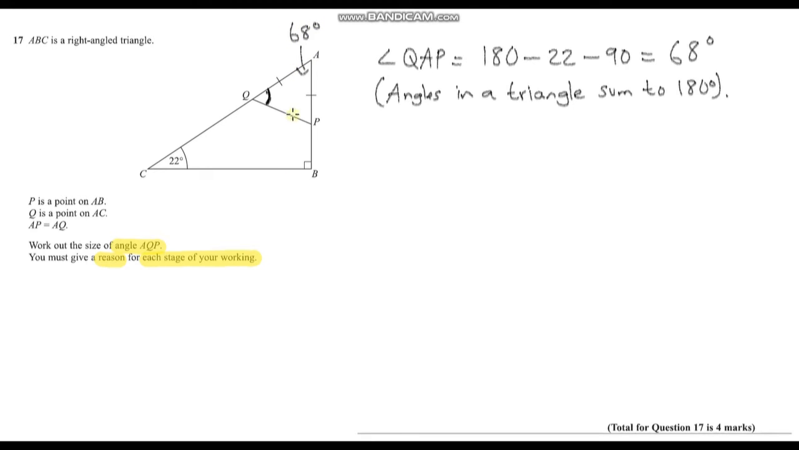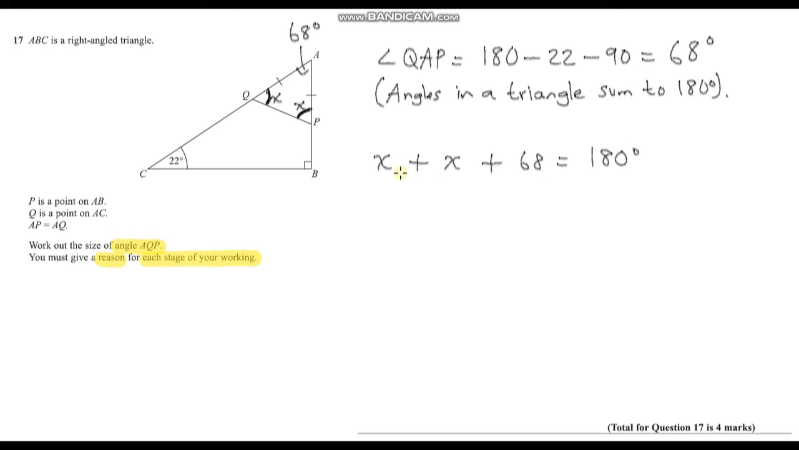Now, we're also told that this is an isosceles triangle. So these two angles here are the same. So because they're the same, let's just call them x. So we can say that x plus 68 is equal to 180 degrees.